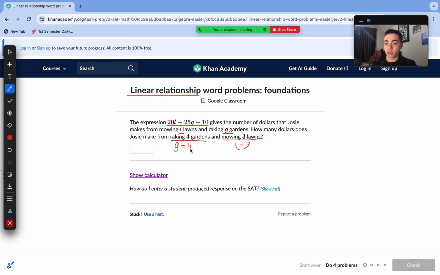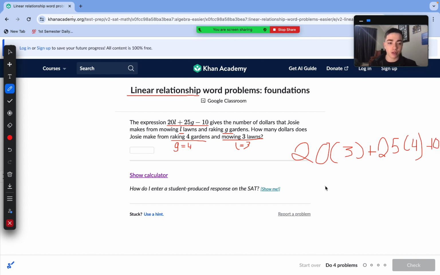So what we're going to do here, we're just going to directly substitute in our values for these variables. It looks like this: 20, and then we replace the L with the number 3, plus 25, and we replace G with the number 4, and then minus 10. Everything else stays the same. We just substitute out our variables, and now we do the appropriate operations.